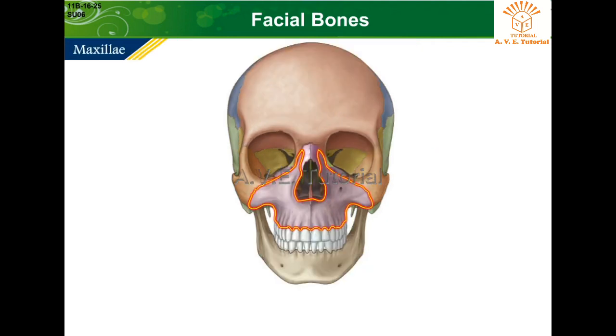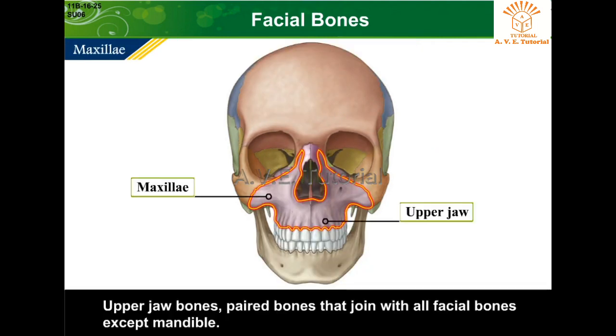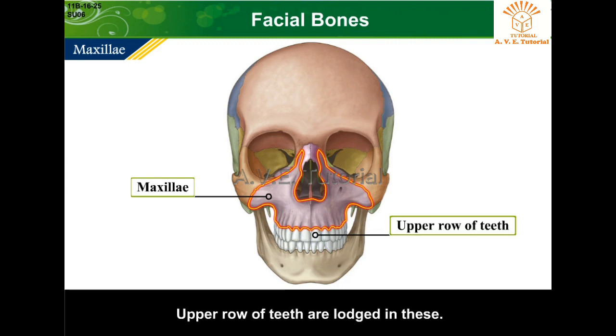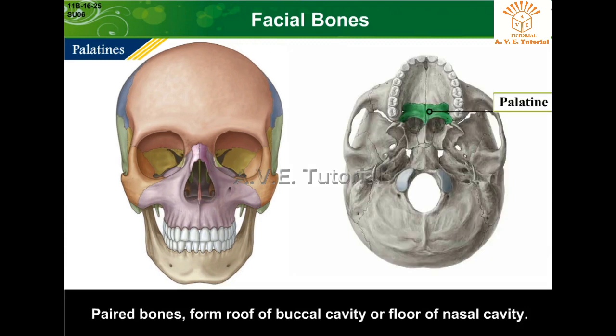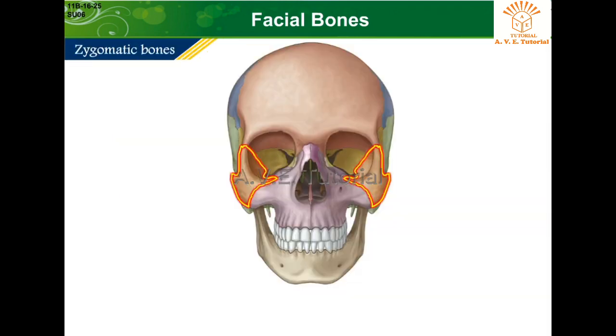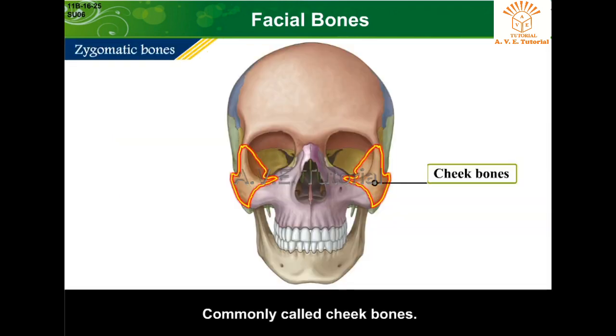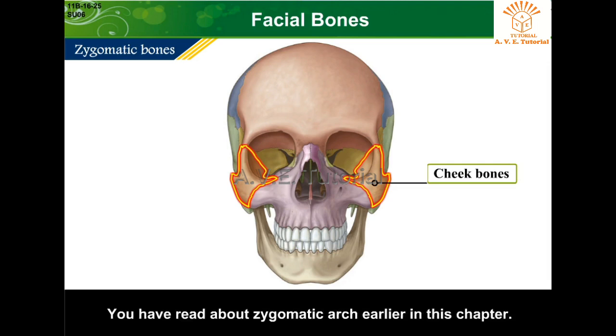Maxillae. Upper jaw bones, paired bones that join with all facial bones except mandible. Upper row of teeth are lodged in these. Palatines. Paired bones form roof of buccal cavity or floor of nasal cavity. Zygomatic bones, commonly called cheek bones. You have read about zygomatic arch earlier in this chapter.